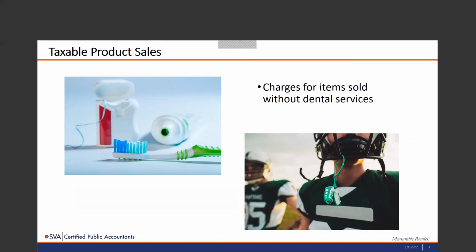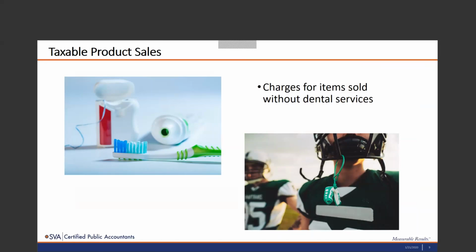Again, if you can get a teeth whitening strip at some retail store, buy that same product there, and if it's going to be taxable when you buy it from that retail store, more than likely that is going to be a taxable product sale when you sell it at your dental office.